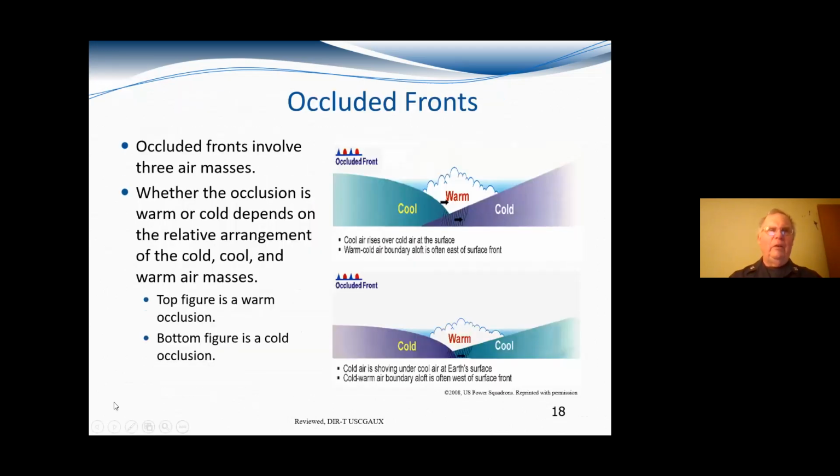So the top figure is a warm occlusion, the bottom one is a cold occlusion. The difference being the temperature of the air mass that is pushing into it. But in both cases, you've got a body of warm air pushed up above the ground.